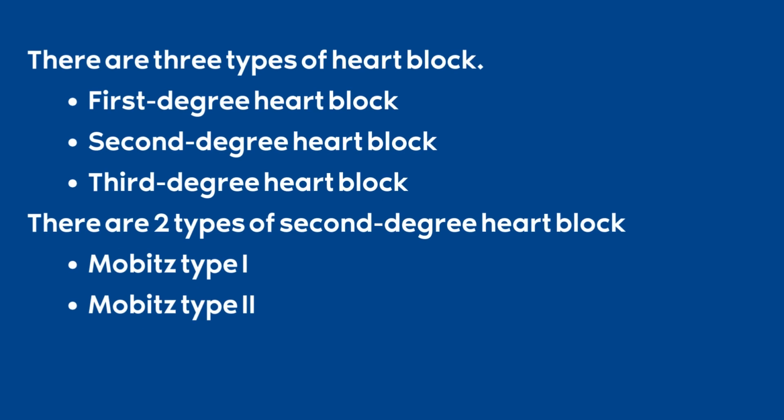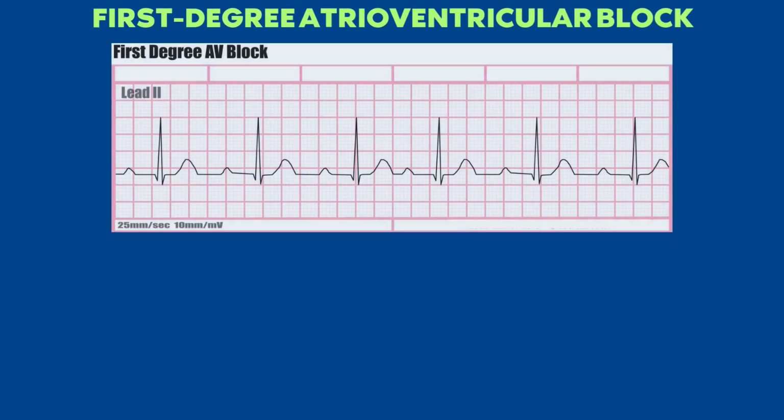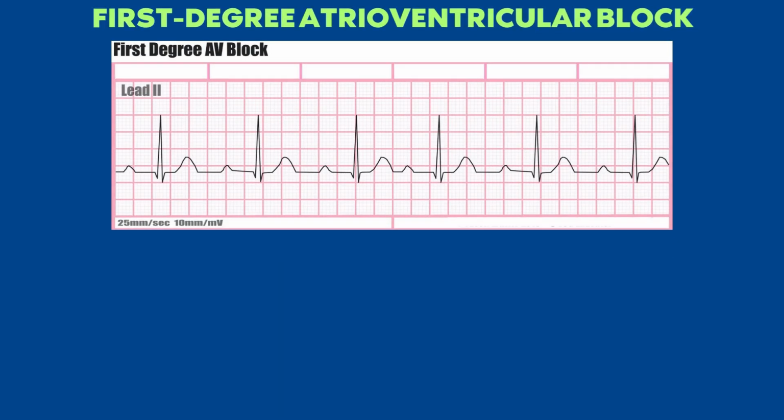There are 3 types of heart block. These types range from mild to severe: first-degree heart block, second-degree heart block, and third-degree heart block. There are 2 types of second-degree heart block, Mobitz type 1 and Mobitz type 2. Now, we will cover each type in detail. Let us see first-degree AV block, or heart block.